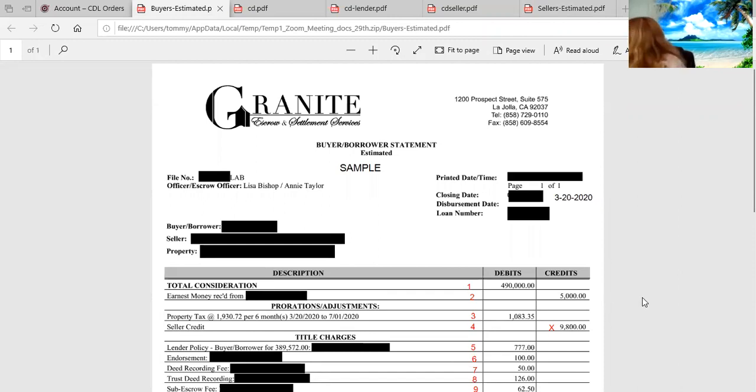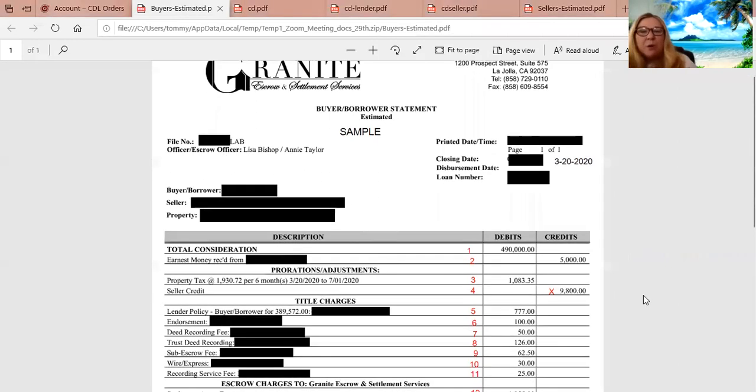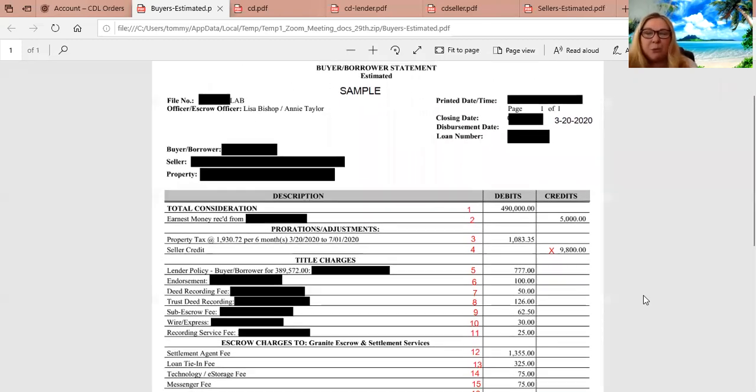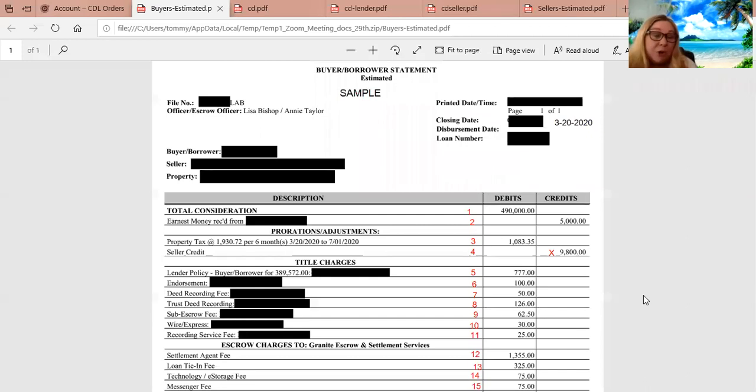The form is so easy with this form because it's a straight debit credit. So all you do is go through it, and you can see all the debits, or all the charges that are being charged to the buyer. And of course, all the credits are on the right side. That makes it real easy to read.